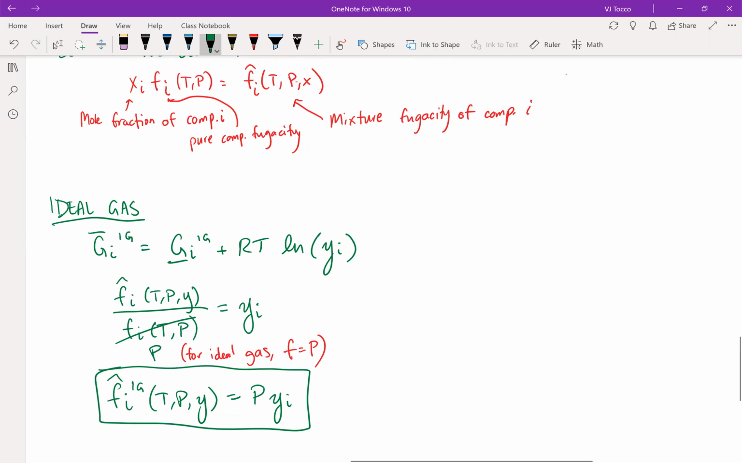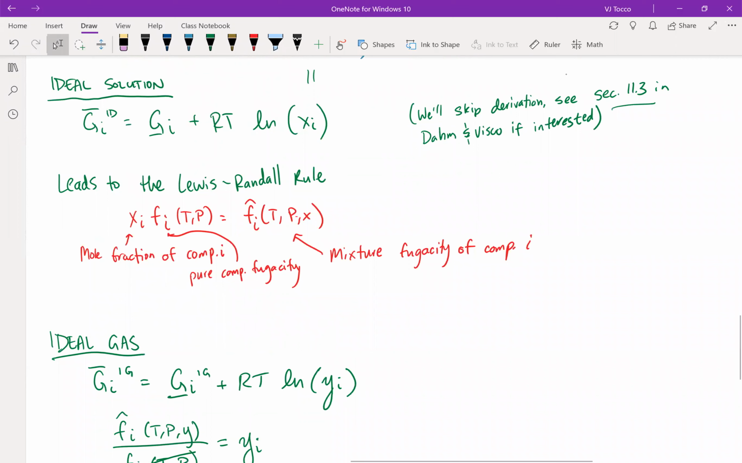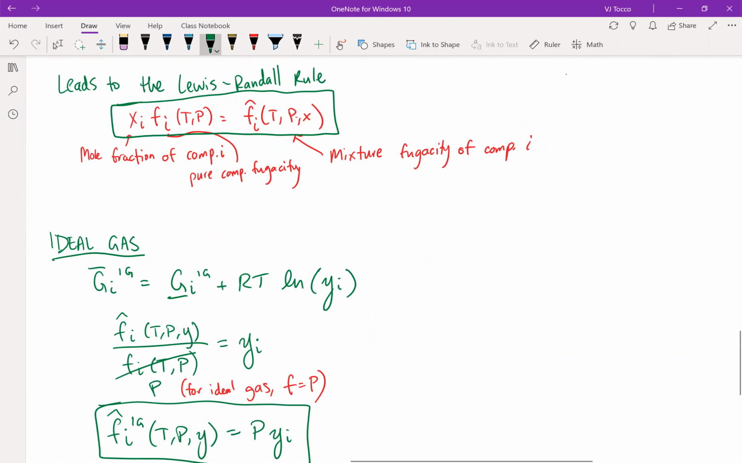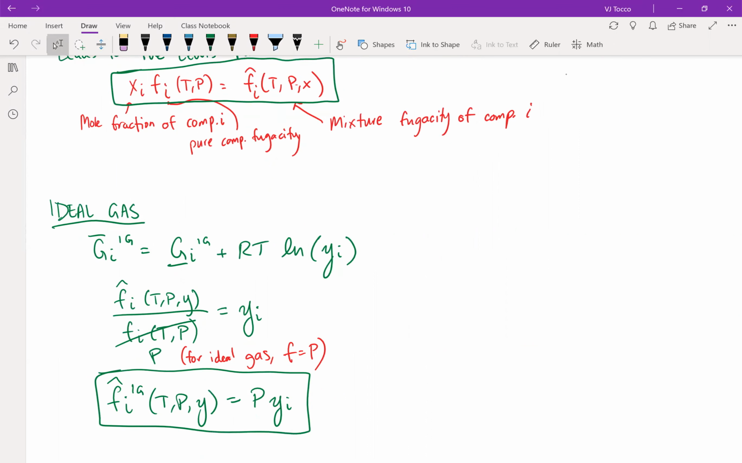So these are two important relationships. Again, these are for ideal cases. We've got the Lewis-Randall rule. And then this is not the Lewis-Randall rule. This is just an analogous relationship. In both cases, we can model what the mixture fugacity of the component I is for the ideal gas or the ideal solution. In the next video, which will be the last one today, we'll handle deviations from ideal behavior, which is frequently what we're interested in phase equilibrium.